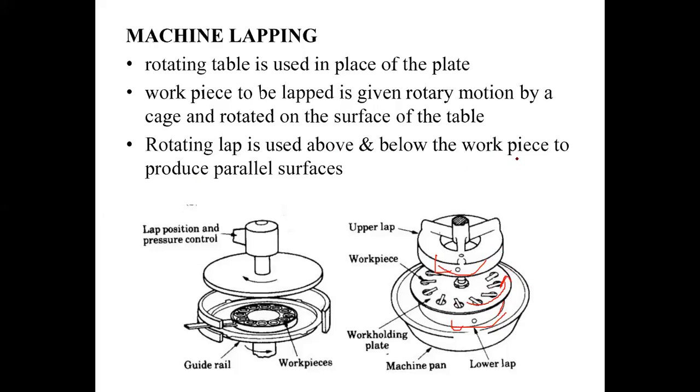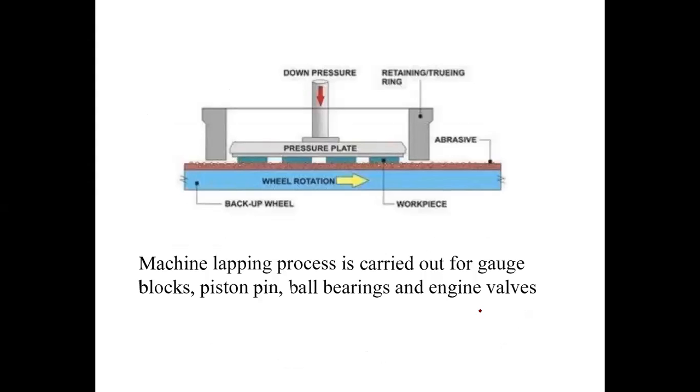This workpiece is going to get parallel surfaces. Normally for parallel surfaces, these kinds of setups are required. But if you want to do curved surfaces and other things, this lapping process may not be useful. The lapping process is normally used for parallel surfaces. So this is a typical machine lapping setup. Machine lapping is carried out for gauge blocks, or for slip gauges.